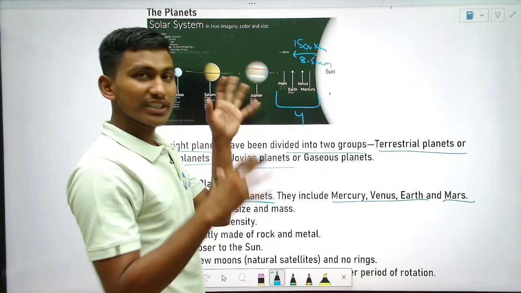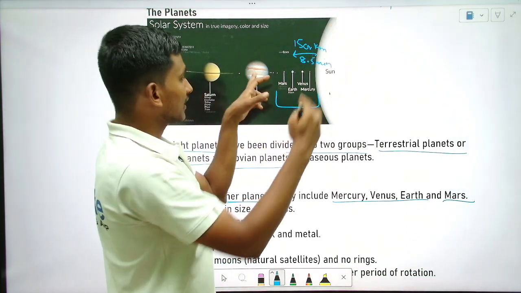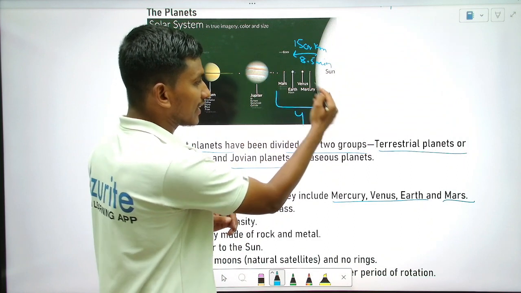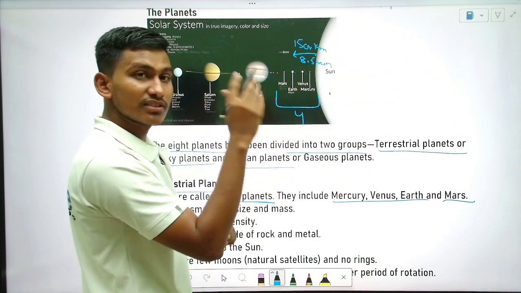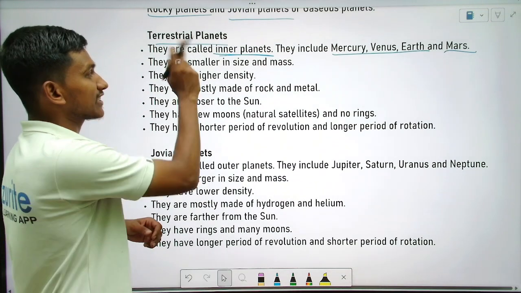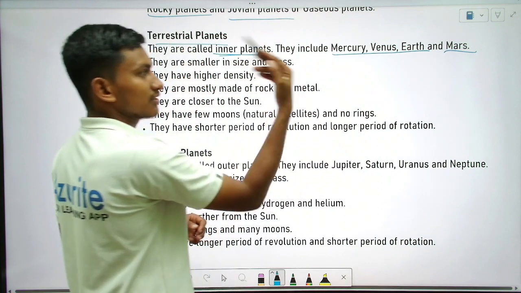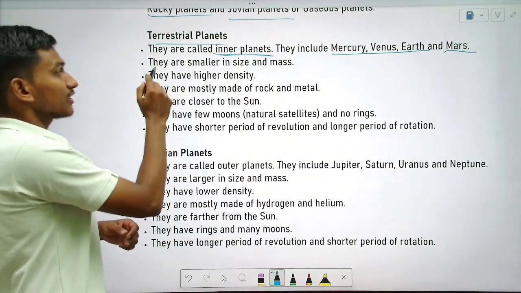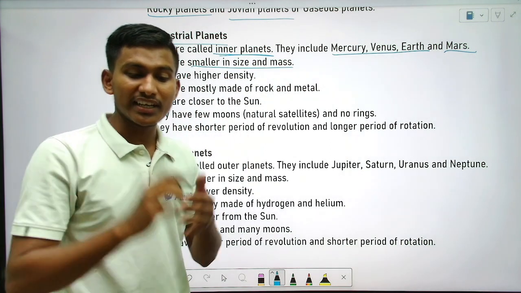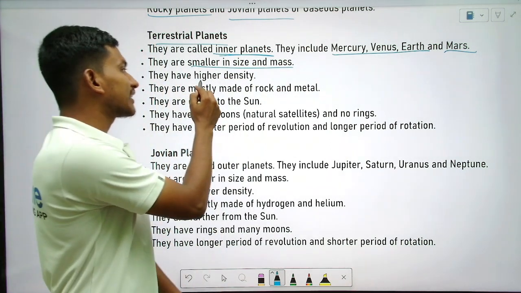And after that Jupiter is a little big. The sun is bigger and Jupiter is also bigger, and in between them are the inner planets. So these four planets, Mercury, Venus, Earth and Mars, are called terrestrial or inner planets. They are smaller in size and mass, smaller compared to the sun and Jupiter. Here they have higher density.